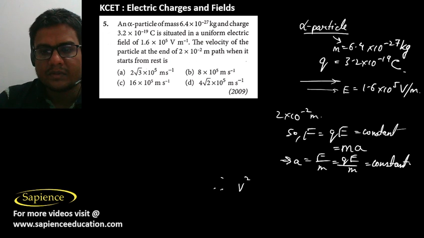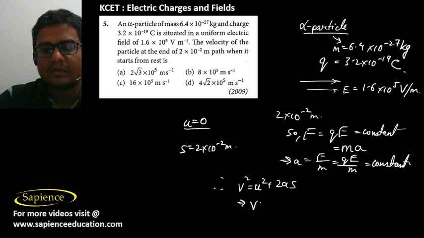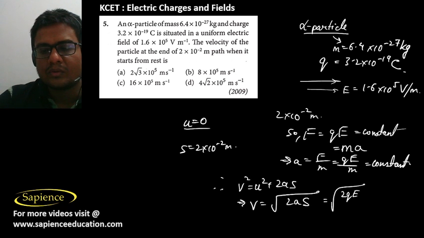So I can say v square equal to u square plus 2as. We have to find the velocity at the end of this 2 into 10 power minus 2 meter path, and it is starting from rest, so u equal to 0, and the displacement is 2 into 10 power minus 2 meter. So v will be equal to root over 2as, where a is qE by m, so root over 2qEs by m.